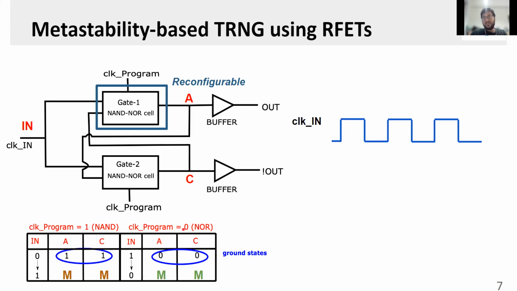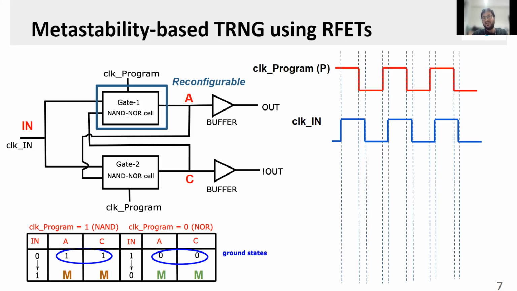Now, this is not possible in the case of CMOS because you have fixed functionality. However, because of the ambipolarity, since the logic functionality switches from NAND to NOR, we get two metastable states within a single clock cycle. This we can see here. Suppose we have this clock program signal and we switch it like this. So with the input variation, we can have two outputs, both zeros and ones.